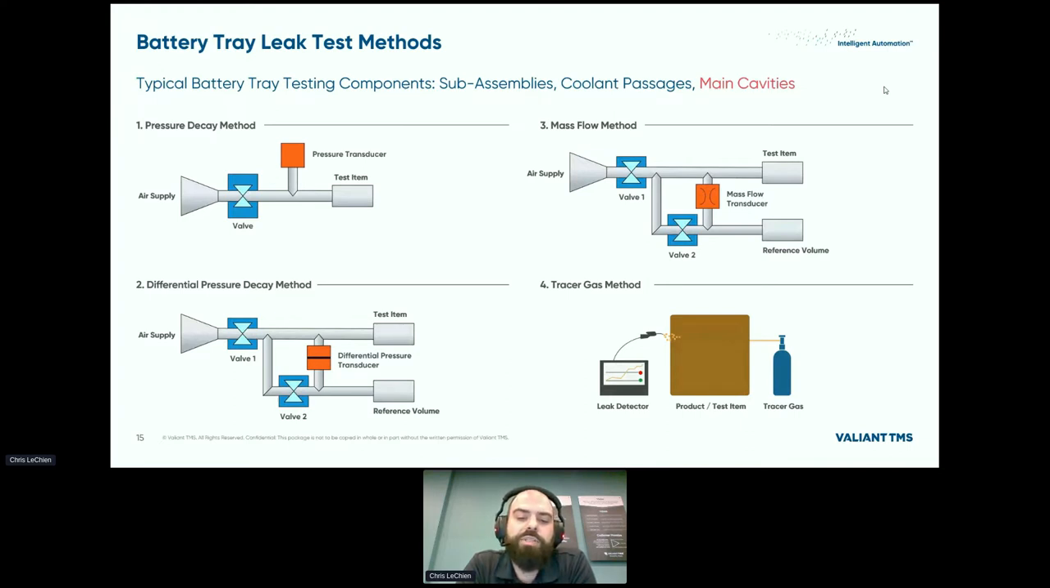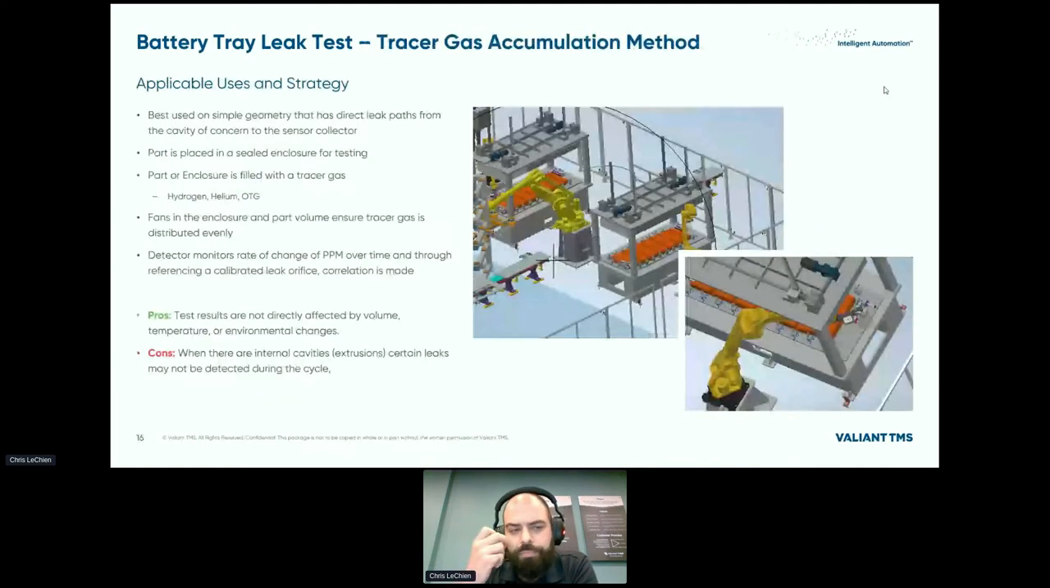But the method that's becoming most prevalent right now is using tracer gas. Tracer gas was used for a number of years to help detect leaks on production leak test systems. But it's been developed into systems that can actually be used to measure leaks. What tracer gas systems are is a system where you add a known tracer gas of a certain percentage. It can be hydrogen, helium, or some sort of organic tracer gas into one side, either the part side or the cavity side. But what happens is the battery tray would be loaded into a cell. An enclosure is dropped down around it to isolate it.